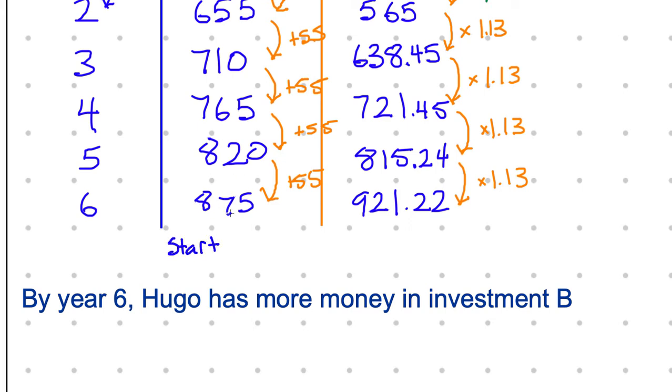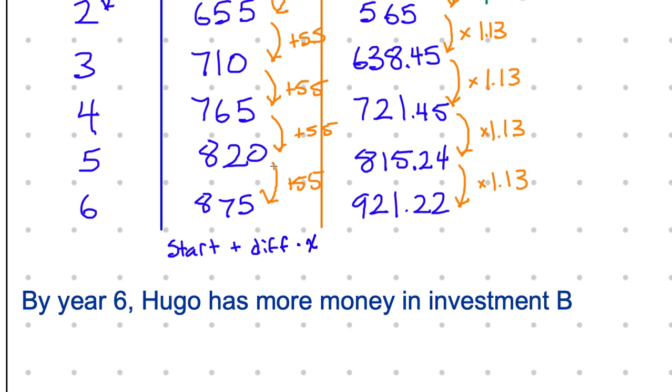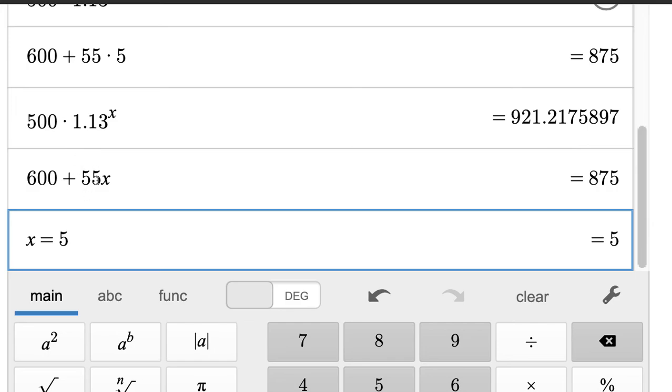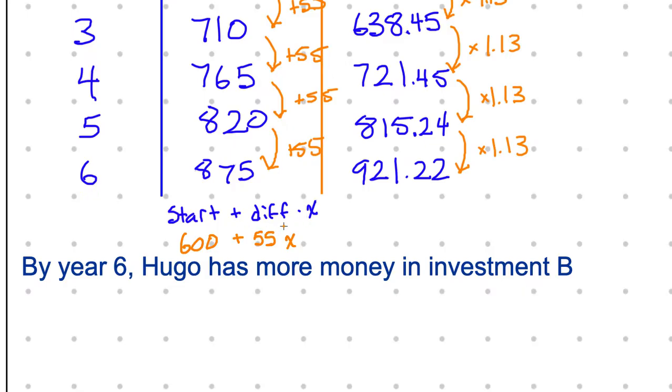start for a linear. It's going to be start plus difference. I'm going to abbreviate difference like that. Our difference in this case was 55 times x. So in this case, our equation, I can do it below this, was our start was 600, plus the difference was 55, then times x. So that was the equation that I typed in over here, 600 plus 55x.